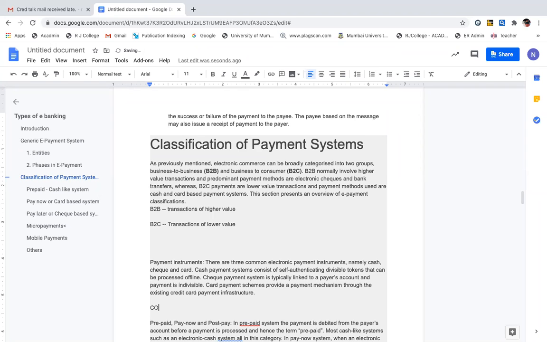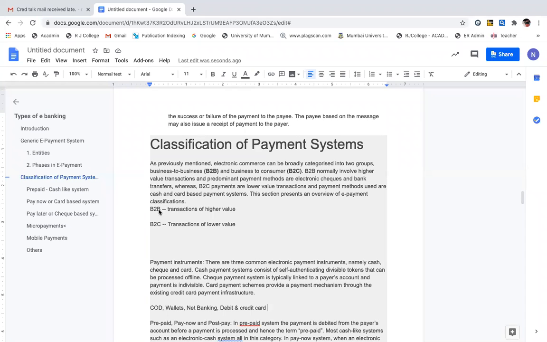you have COD, cash on delivery, right? Then you have wallets, then you have net banking. These are the three popular ones actually, right? So these three, and apart from this maybe debit and credit card payments, right? Debit and credit card, we can classify based on this as well.